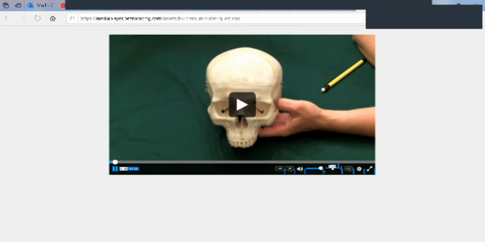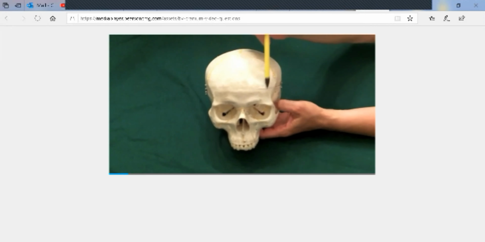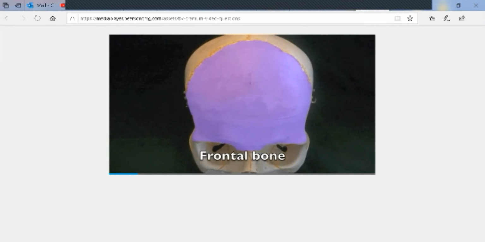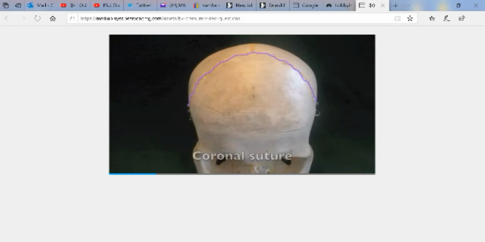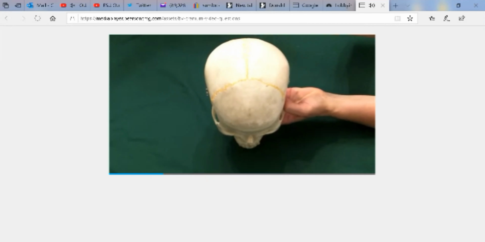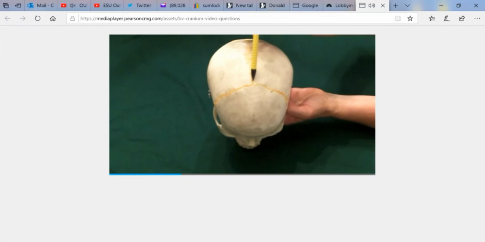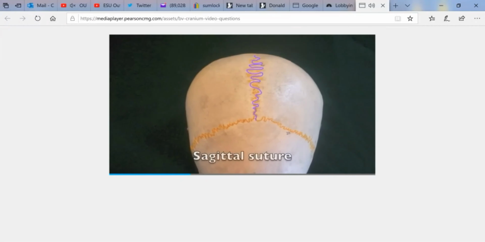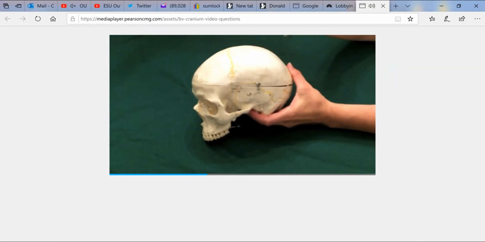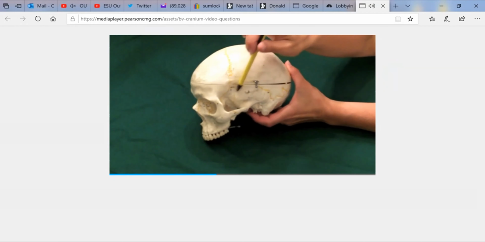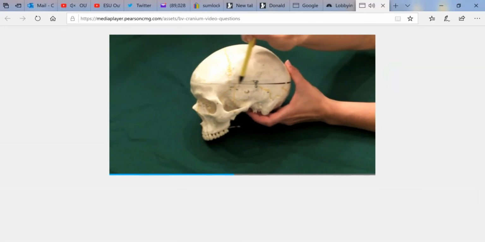The cranium is the part of the skull that encloses the brain. It's made up of the frontal bone, which ends at the coronal suture. Behind the frontal bone are the two parietal bones that meet right on midline at the sagittal suture. Right below the parietal bones on each side is a temporal bone. The temporal bone and the parietal bone meet at the squamous suture.